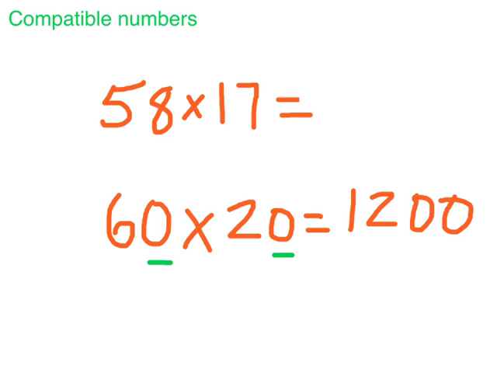Since both of the numbers we used in our estimate, 60 and 20, are bigger than the numbers in the original problem, we know that the estimate of 1200 is bigger than what the actual answer would be if we multiplied 58 by 17. So we call this an overestimate.